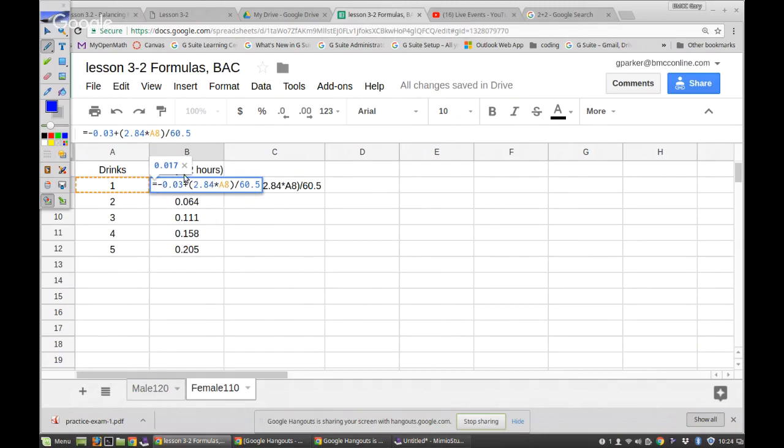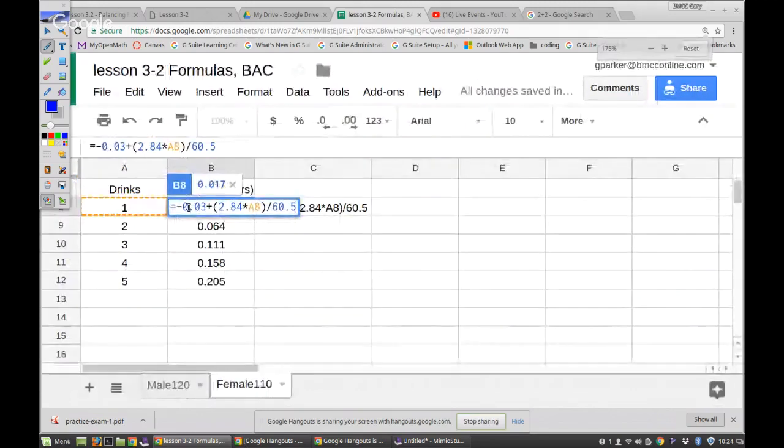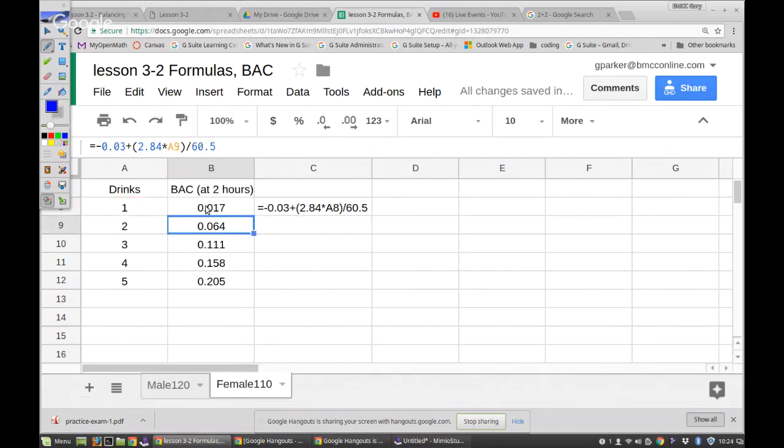So I've got for the BAC equals negative 0.03 plus, since the numerator is complicated, put it in parentheses, 2.84 times the number of drinks, which I click over here to get, and then divide by the 60.5, which is the cleaned up weight times your gender factor. So that's for one drink. So again, since the formula references the one over here, fill the formula down, and it says 2, 3, 4, and 5, and so on there, it'll just automatically make those calculations for me. So do you have similar numbers?